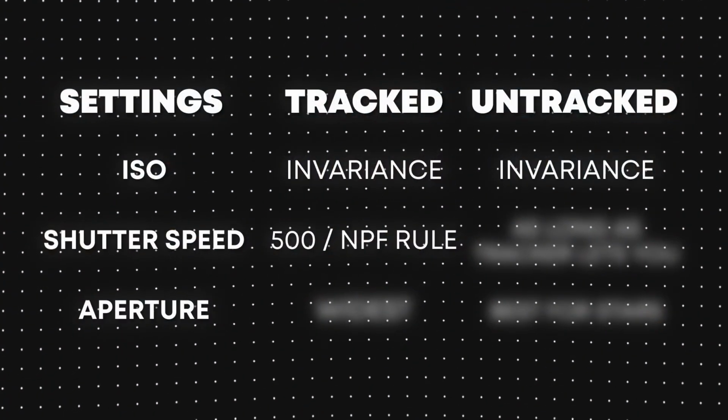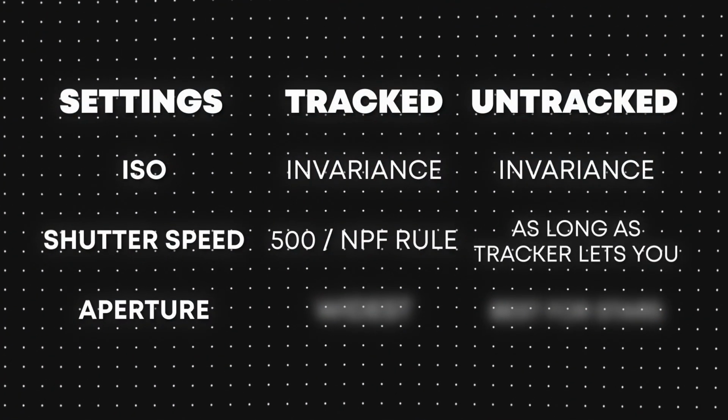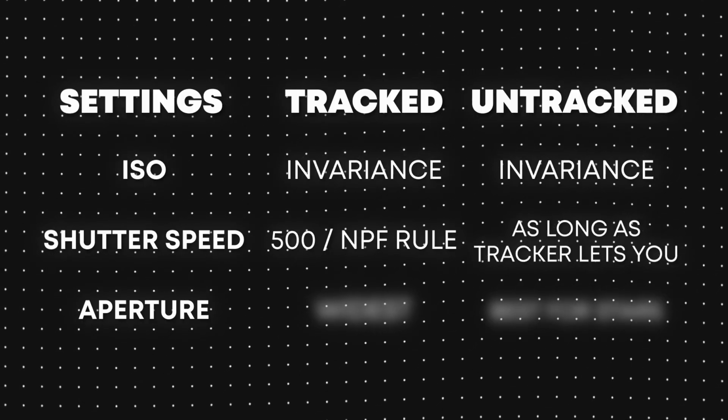Usually, the 500 rule gives us too long exposures, so we have to reduce it a bit. And the NPF rule is an overkill. So the actual best exposure time will most probably be somewhere in the middle. Now, if you are using a tracker, the shutter speed can go as long as the tracker lets you. You can do 30 seconds or 300 seconds. It really depends on what you are shooting and the conditions. I will talk more about this in a bit, but first let's cover aperture.